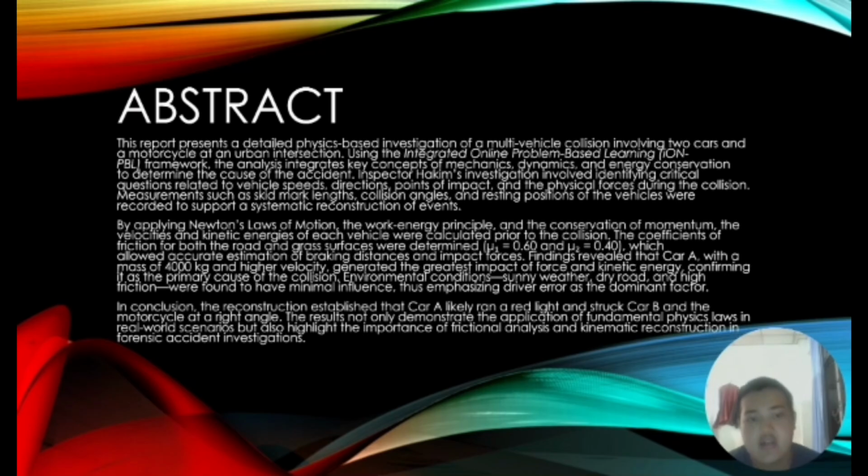In conclusion, the reconstruction established that car A likely ran a red light and struck car B and the motorcycle at a right angle. The results not only demonstrate the application of fundamental physics laws in real-world scenarios, but also highlight the importance of frictional analysis and kinematic reconstruction in forensic accident investigation.